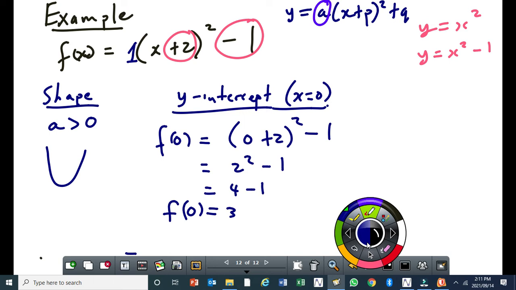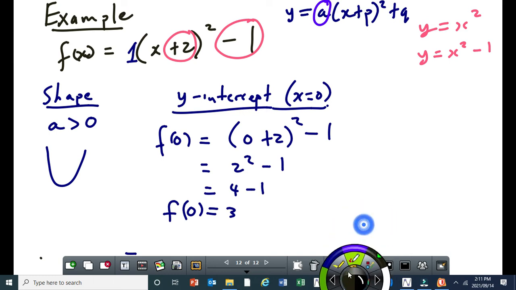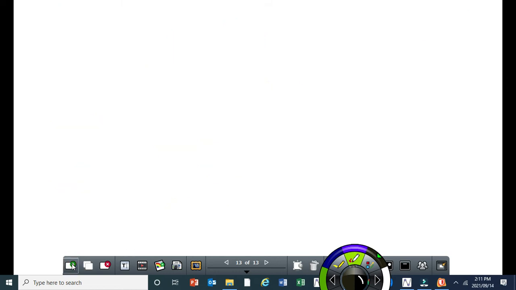So I found my y-intercept by substituting x equal to 0, and I got y equal to 3. Now I need to find the x-intercept. Well, the x-intercept requires me to solve a quadratic equation because this is a quadratic function. So let me do it on the next page nicely.